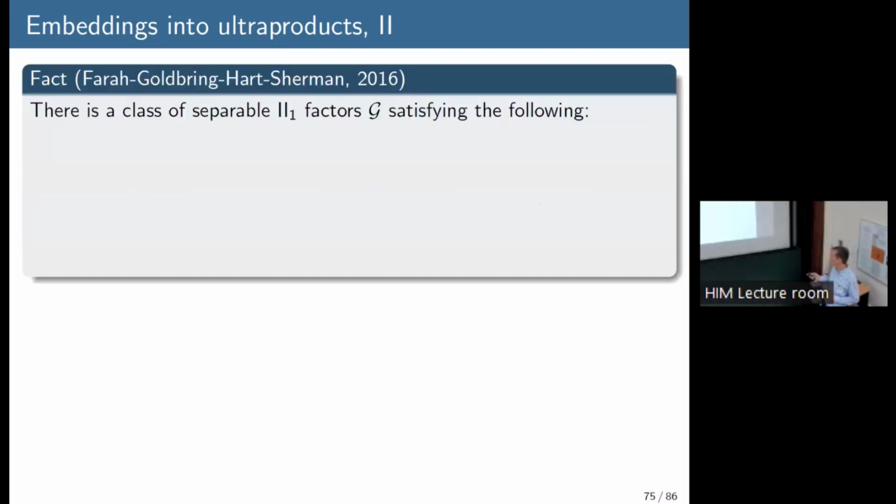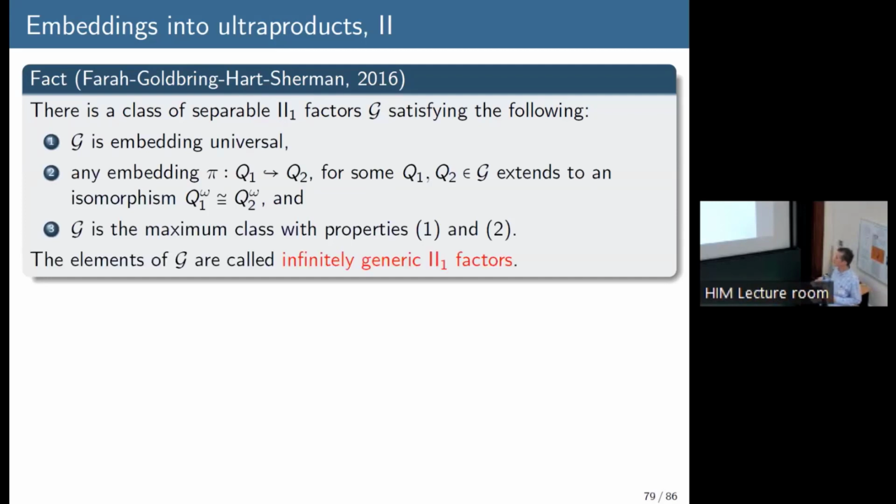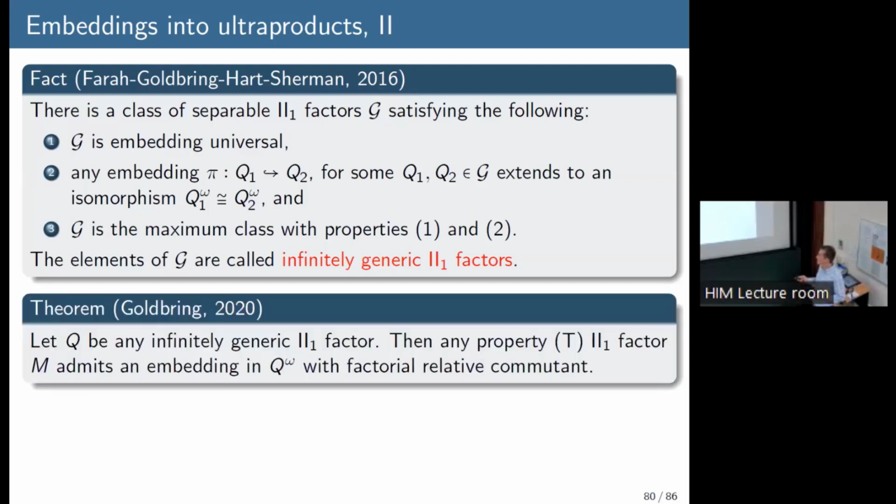So let me quickly mention that there is a class of von Neumann algebras that arise from model theory, and the elements in this class G will be called infinitely generic II_1 factors. This class G we want to be embedding universal. We will also want that any embedding from a II_1 factor Q1 into another one will extend to an isomorphism of ultraproducts, and we want G to be maximal with these properties.